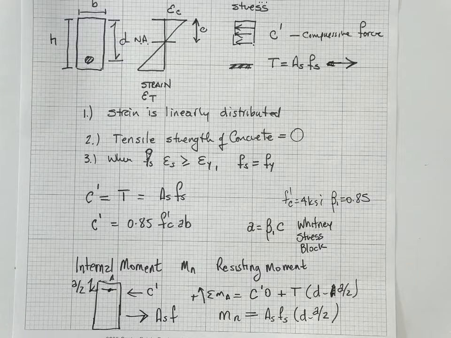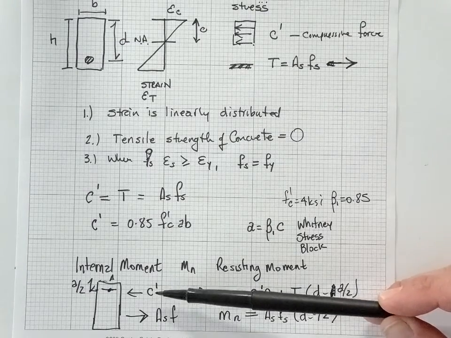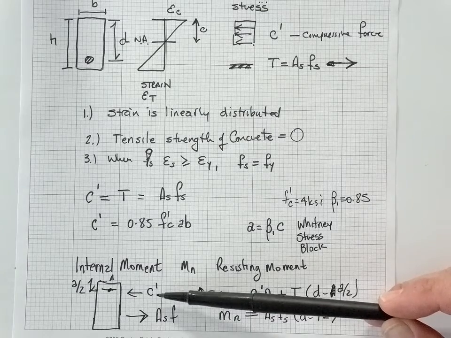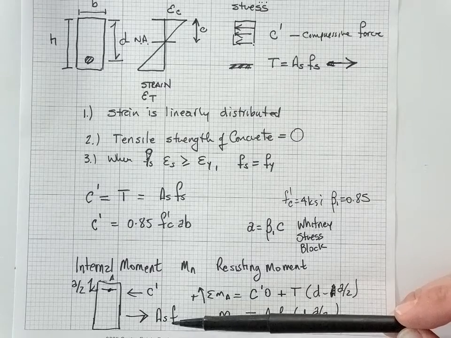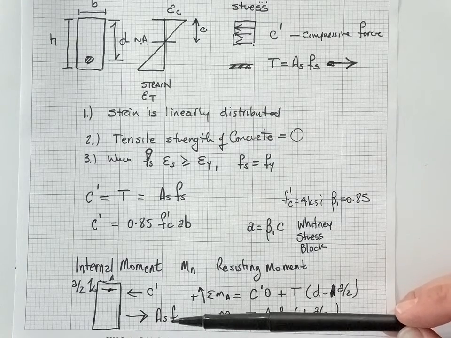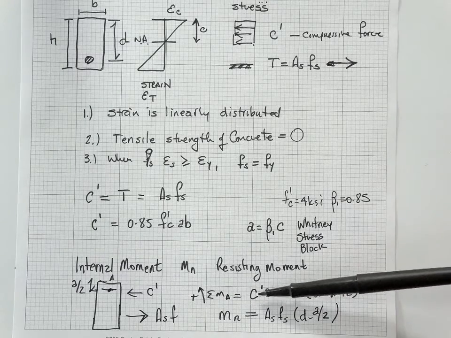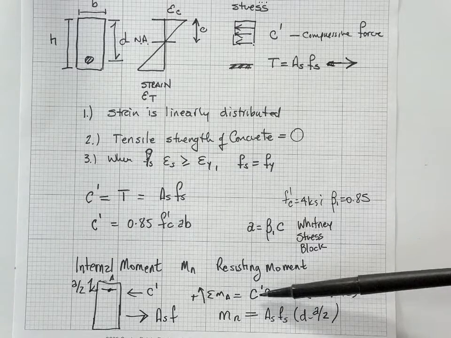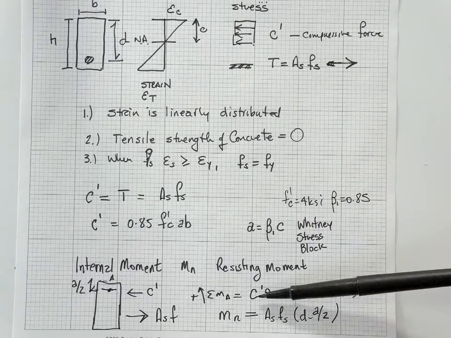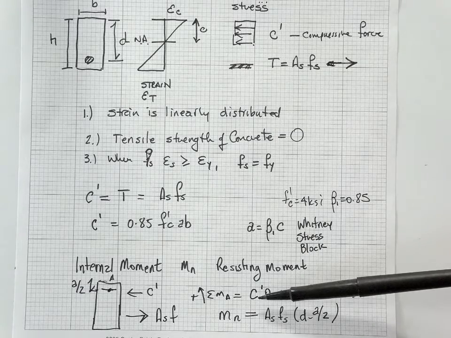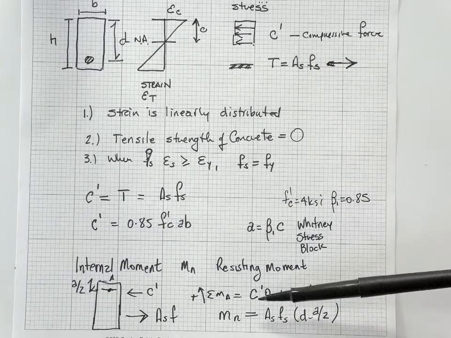And so we have this force, C prime, and it's equal to 0.85 F prime C A B, and it can be thought of as a single force acting at a depth of A over 2 from the top of the beam. Down here, at a distance D from the top of the beam, is our tension force, A_S F_S. If we take the moments about point A here, capital A, we have our force C prime. What's the lever arm acting on that moment? For a force that passes through A, what moment does it cause at A? Zero, right? Lever arm is 0.